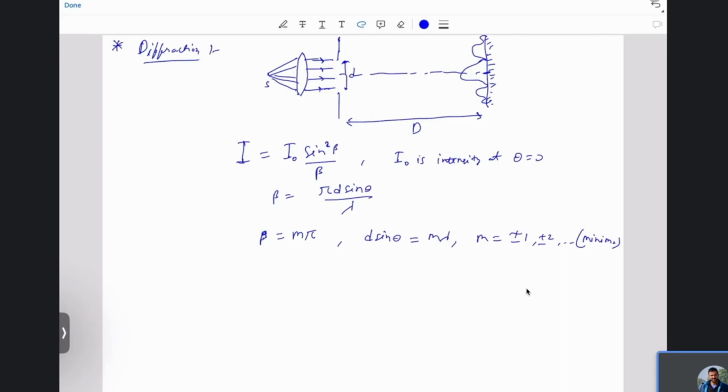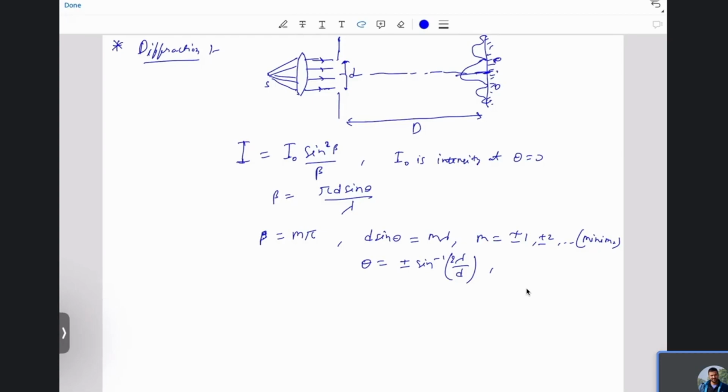And then the maxima. You can briefly see that the first minima will occur at, suppose, plus minus, so both sides of this center there will be a first minima, like here and here, right? And it will be at lambda by d. Second minima similarly will be at 2 lambda by d, and so on.